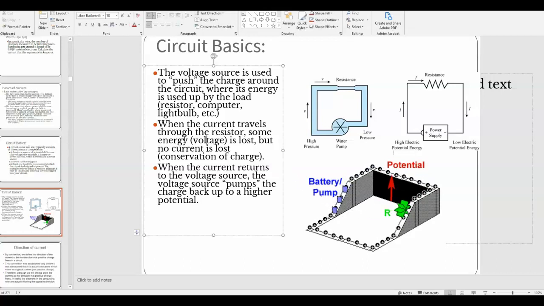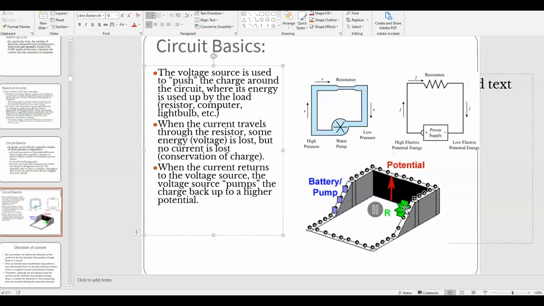Okay, so notice that the charged particles keep moving. None of the charged particles disappear. None of them get used up. It's the same amount of charged particles making up the current. What does get used up, though, like I said, is the energy that the charged particles have. As the charged particles go from a high potential to a low potential, they go down in energy, and that energy is used up across the load.